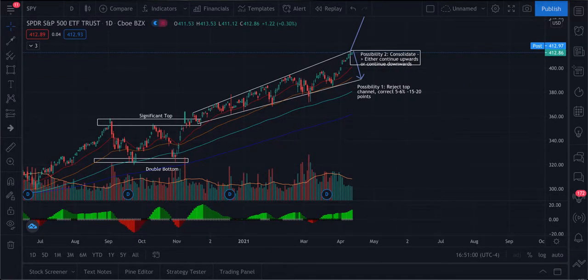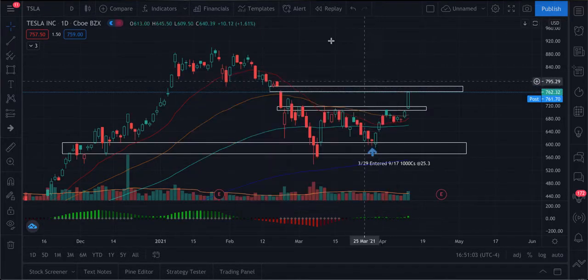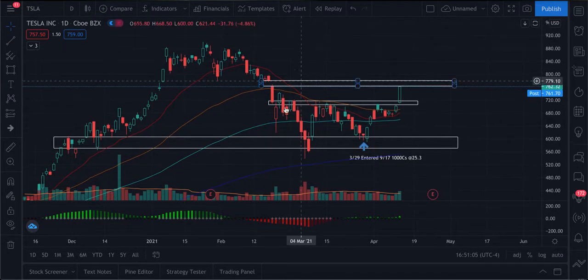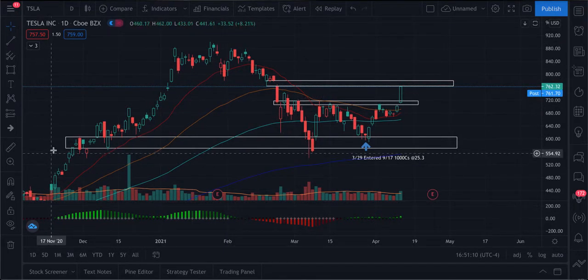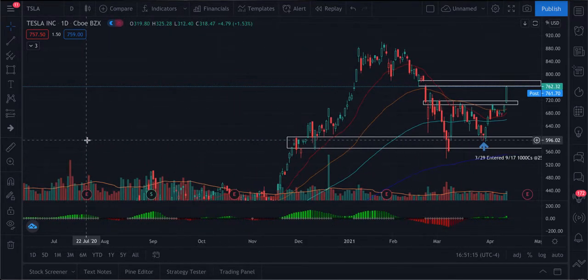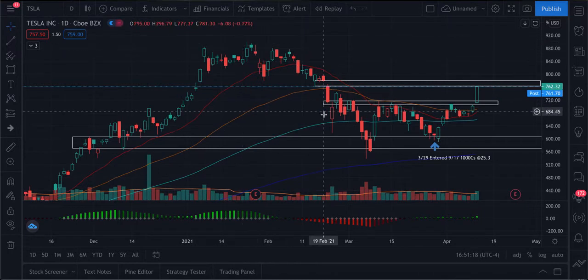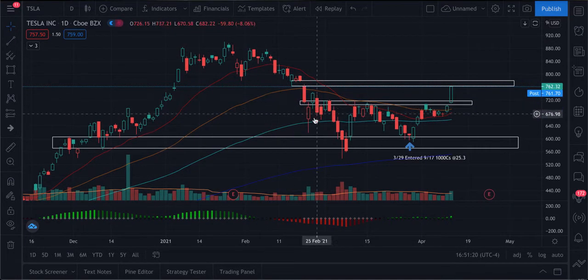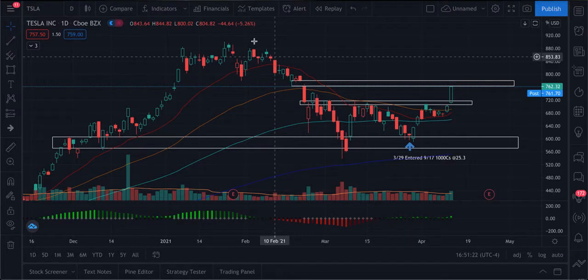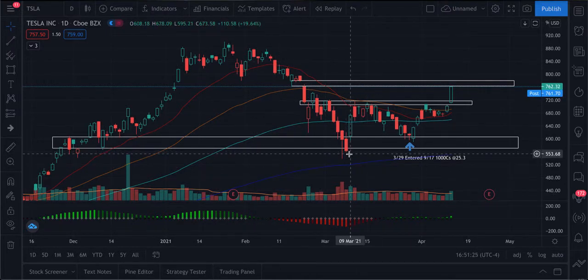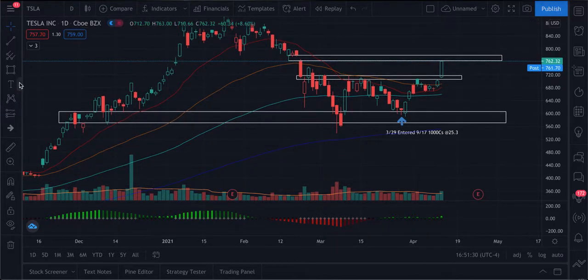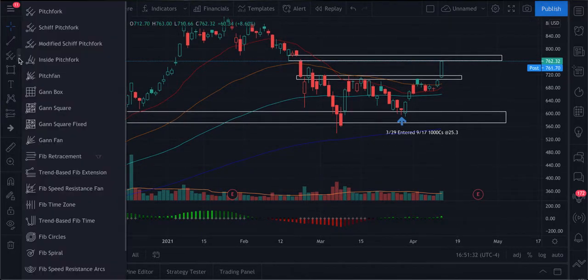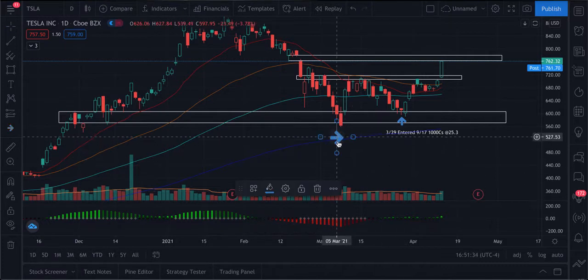So the next chart I want to take a look at is Tesla. As I have marked over here, these rectangles are key levels that I look at. I'll break it down a little bit more. So this big box right here is a big level since December, right? And then following the meltdown, aka quote unquote meltdown, when everybody was panicking, we saw some very big volume on March 25th. So I'll put a note right here.